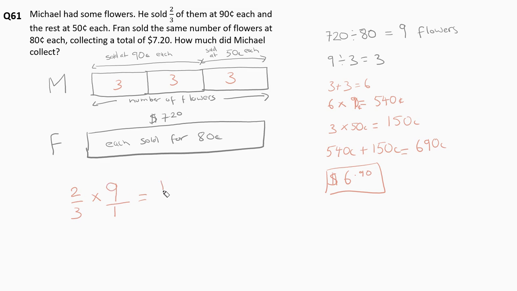What's 2 times 9? That's 18, and 3 times 1 is 3. So you've got 18/3. Well, that's an improper fraction. How do we change that? How many 3's fit into 18? And that actually gives us a total of 6. So you could have done it that way. There's various ways that you might have been told to do 2/3 of 9 or 2/3 times 9. But you can see that we could just do it like that as well.